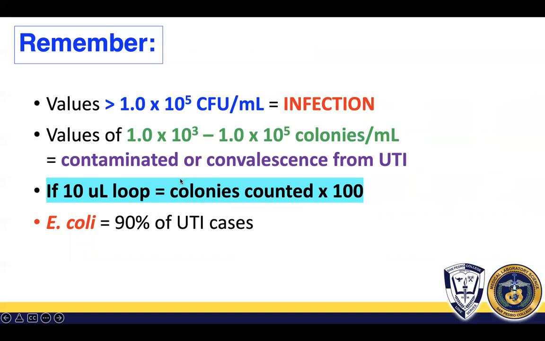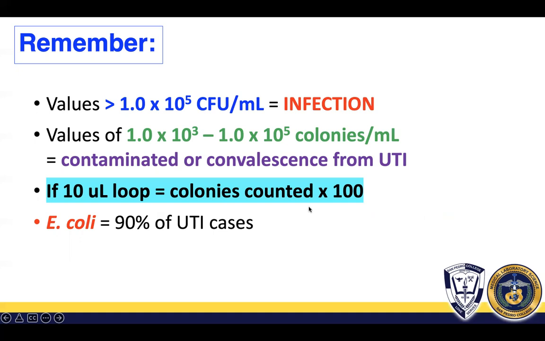Okay. Now, if you're going to use your 10 microliter loop, the formula you're going to use for the colony count is colonies counted multiplied by 100. Again, because there are 100 10-microliter portions in 1 ml. So 100 is going to be your calibration factor.